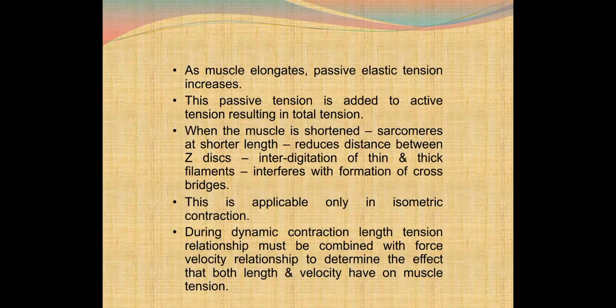As the muscle elongates, passive elastic tension increases. This passive tension is added to active tension, resulting in total tension. When the muscle is shortened, sarcomeres are at shorter length. It reduces the distance between the Z discs. Interdigitation of the thin and thick filaments occurs and interferes with the formation of cross bridges. This is applicable only in isometric contraction. During dynamic contraction, the length-tension relationship must be combined with the force-velocity relationship to determine the effect that both length and velocity have on muscle tension.